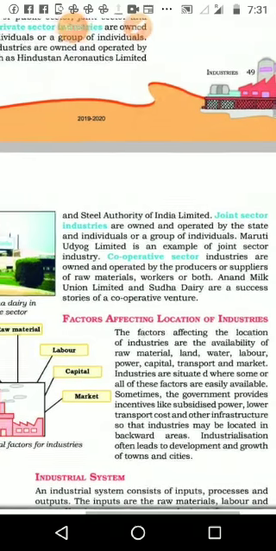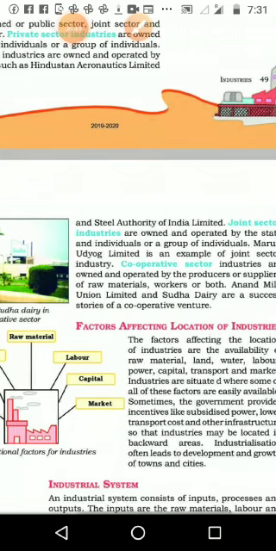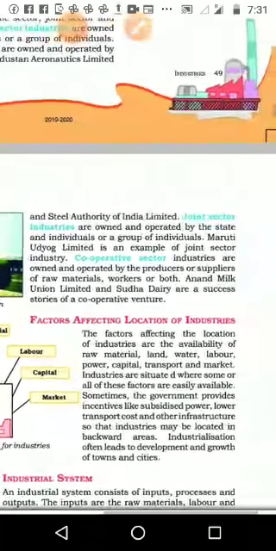So we studied four sectors according to ownership. One is the private sector, another one is the public sector, next one is the joint sector, and next one is the cooperative sector.